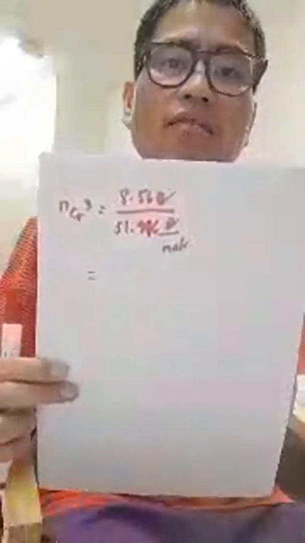Any questions so far for this? Okay, molar mass formula. So 8.56 grams divided by 51.996 is equals to 0.1646. This is our number of moles of chromium. Okay, now we have the number of moles.